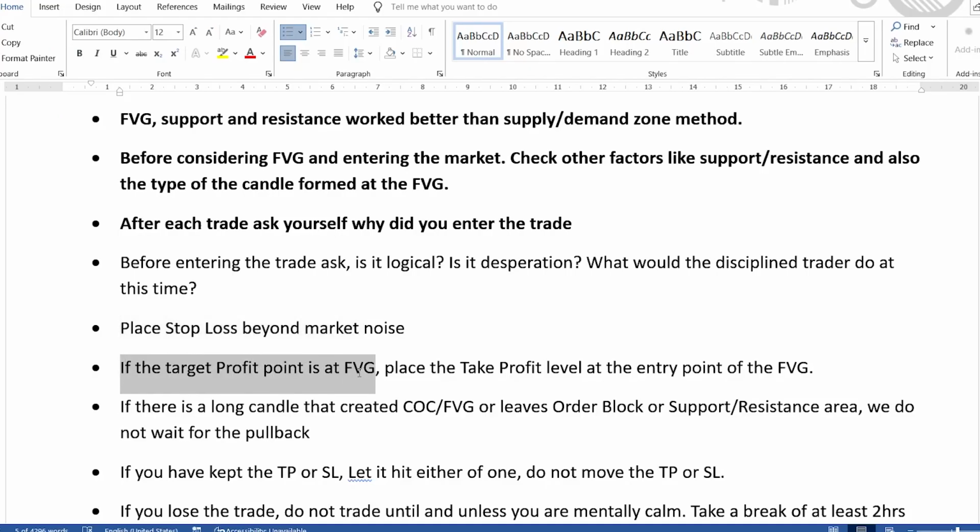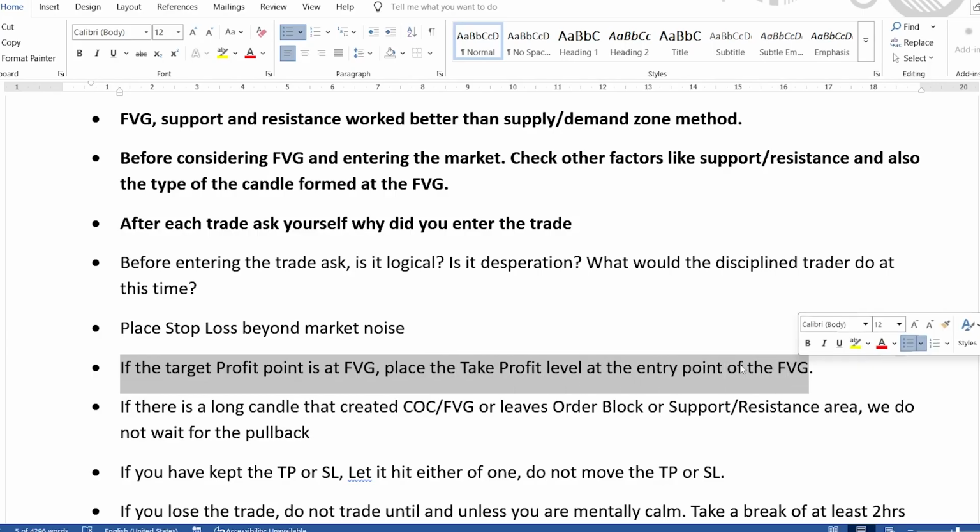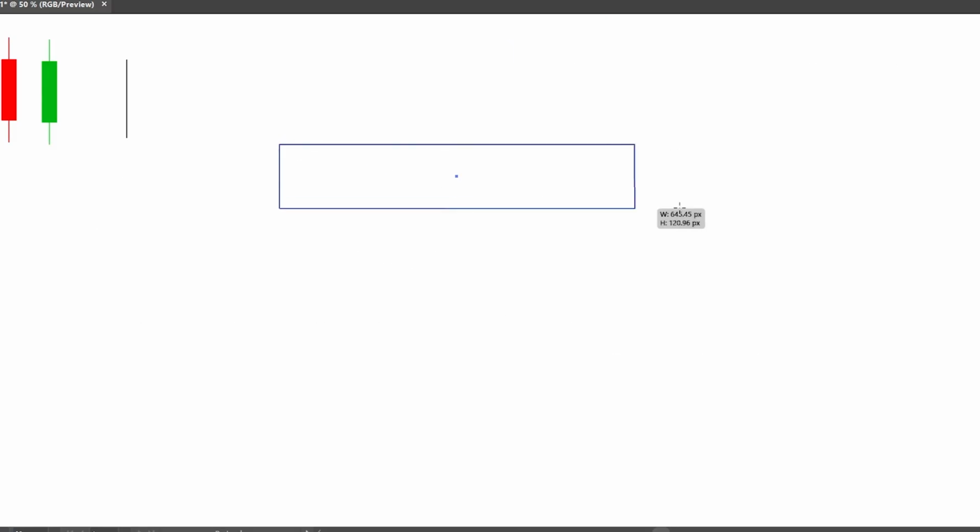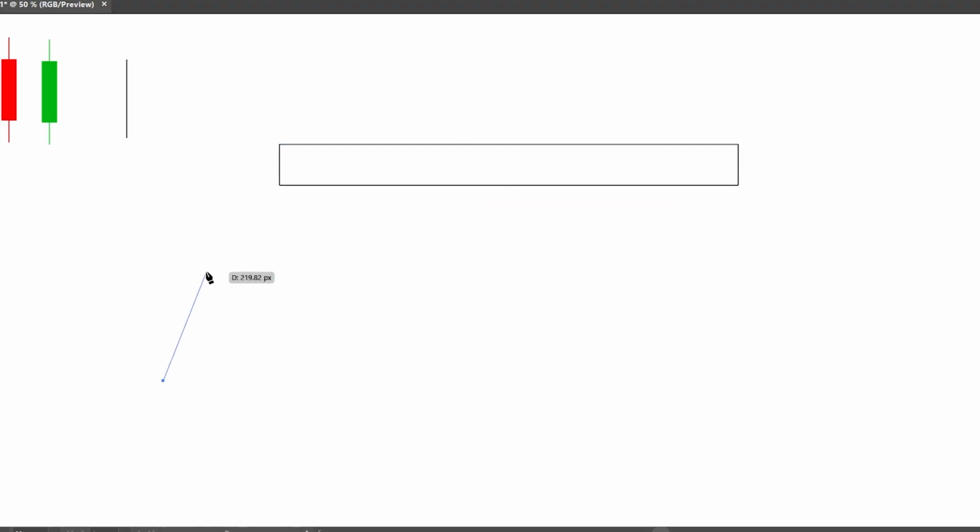If the target profit point is at an FVG, place the take profit level at the entry point of the FVG. So if there is a fair value gap here, and you have entered a trade from this area, the reference thing, put your take profit here.